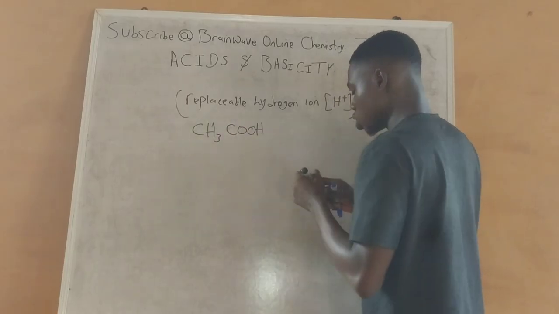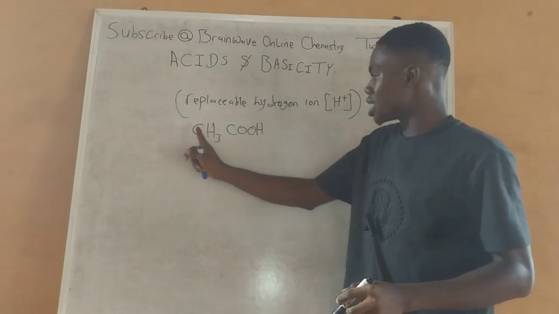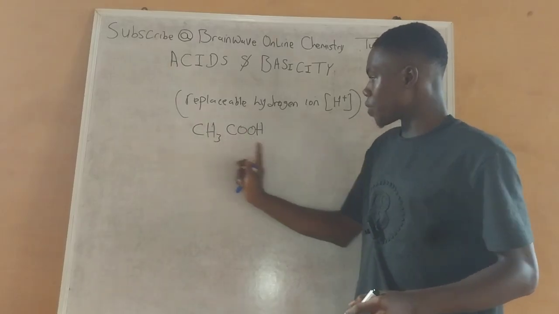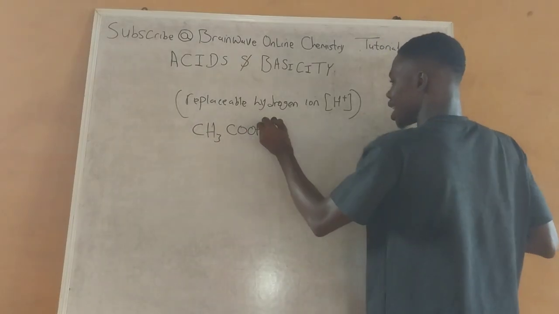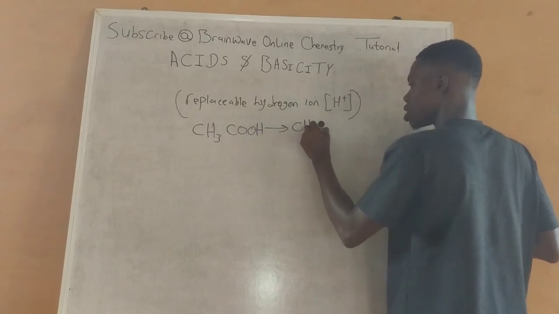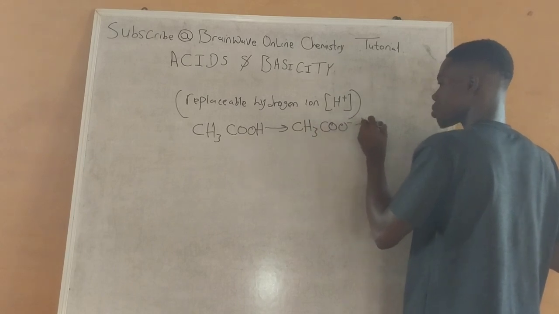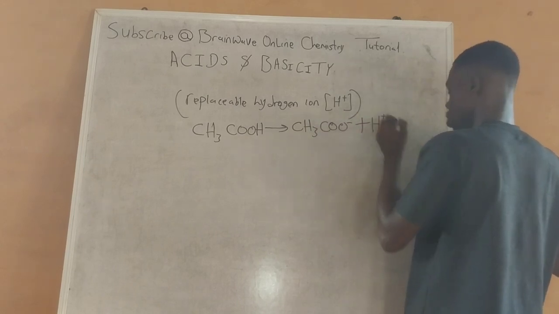For those of us that don't know the molecular formula of ethanoic acid, please take note that this is the molecular formula of ethanoic acid. Now, if you break this down, you are going to get CH3COO- plus H+.